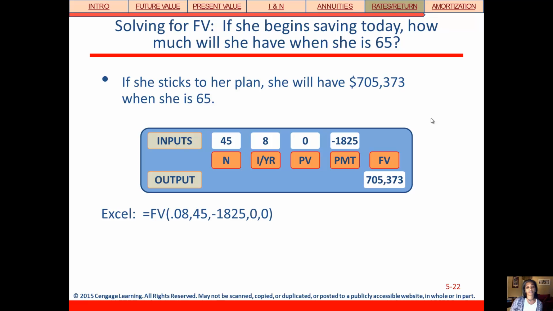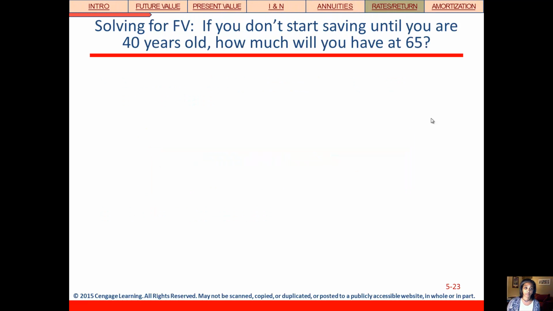she's 65. So at 8%, N is 45, I/Y is 8, she's starting off with nothing, so the present value is 0, and her payment again was negative $1,825. That's going to give her $705,373 when she turns 65.